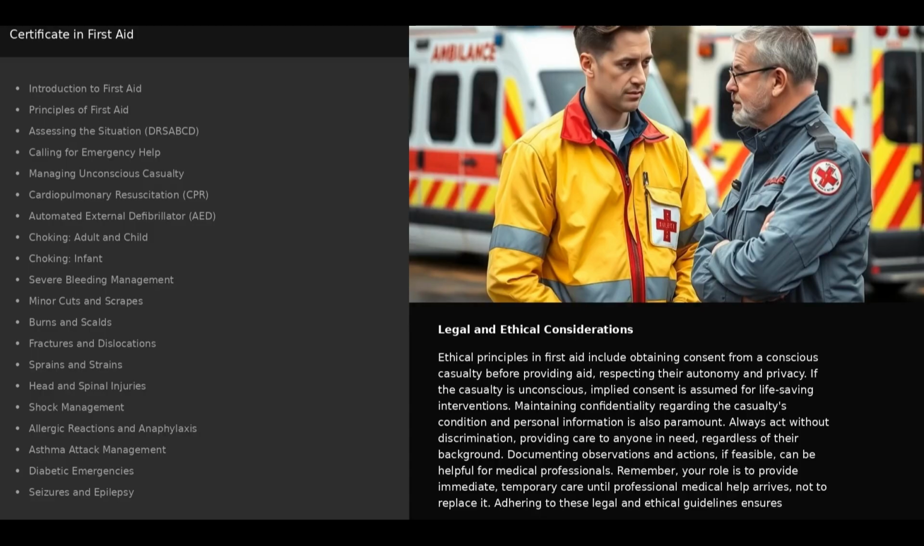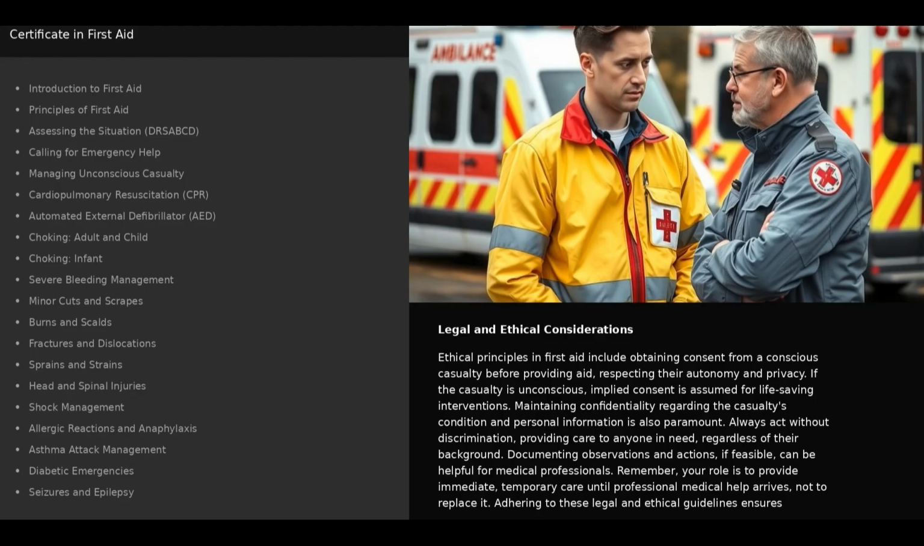Ethical principles in first aid include obtaining consent from a conscious casualty before providing aid, respecting their autonomy and privacy. If the casualty is unconscious, implied consent is assumed for life-saving interventions. Maintaining confidentiality regarding the casualty's condition and personal information is also paramount. Always act without discrimination, providing care to anyone in need, regardless of their background. Documenting observations and actions, if feasible, can be helpful for medical professionals.